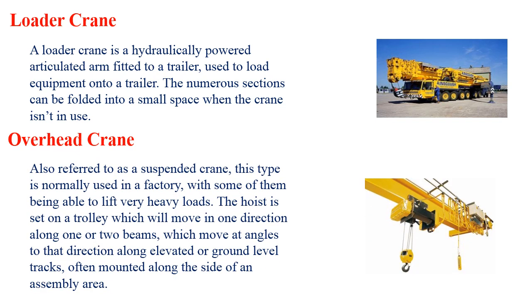Overhead crane. Also referred to as suspended crane, this type is normally used in a factory, with some of them being able to lift very heavy loads. The hoist is set on a trolley which will move in one direction along one or two beams, which moves at an angle to that direction along elevated or ground level tracks, often mounted along the side of an assembly area. Next is side boom crane.